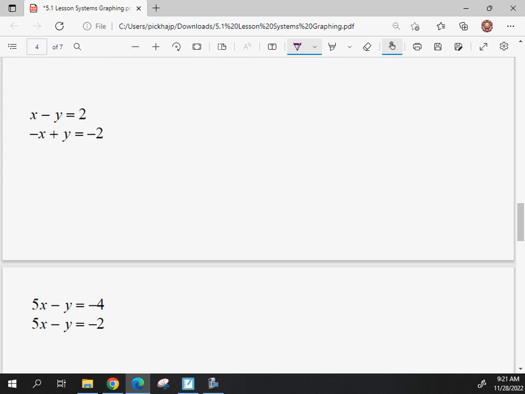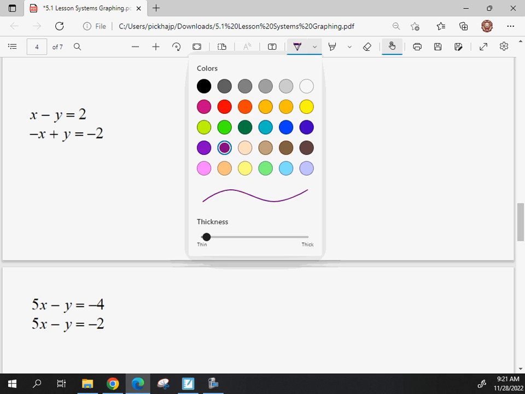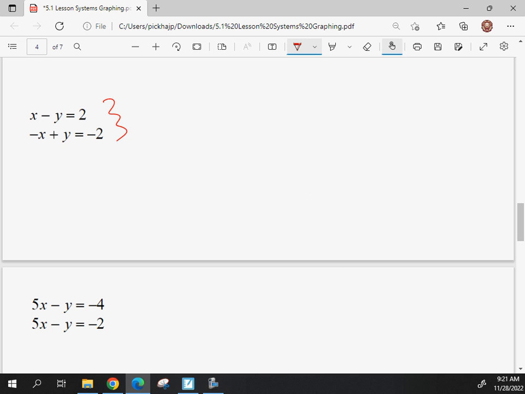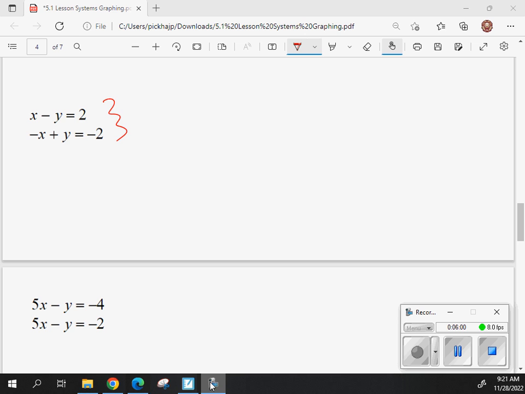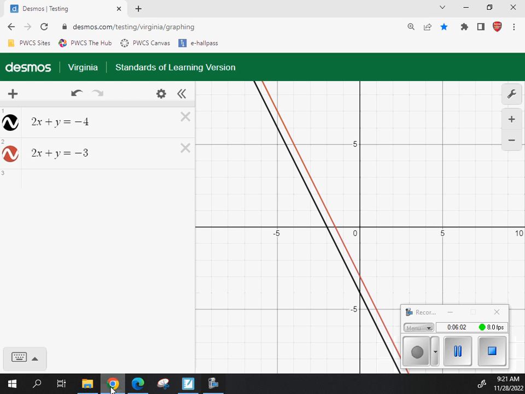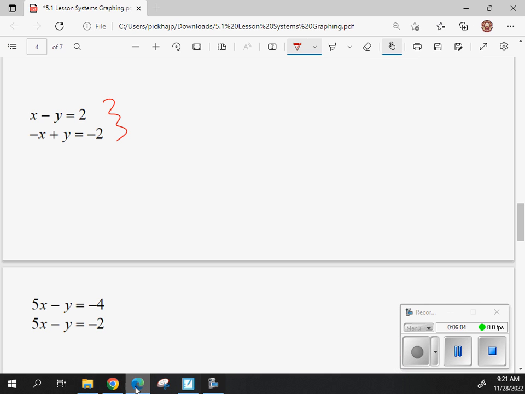Let's look at this next pair. So pause and graph those two lines. Again, it's a good idea to always erase the work you've done and start fresh. So graph those two lines, and then we'll talk about the solution.